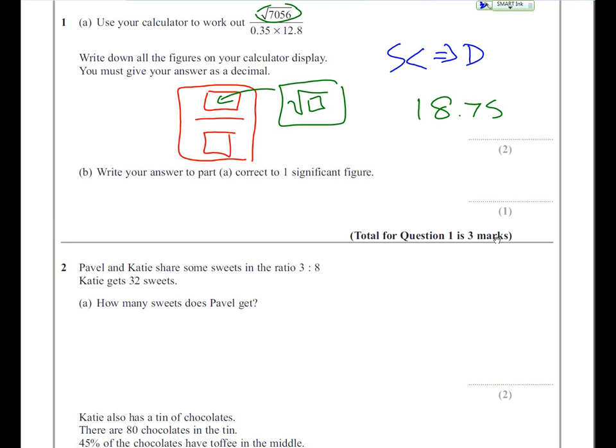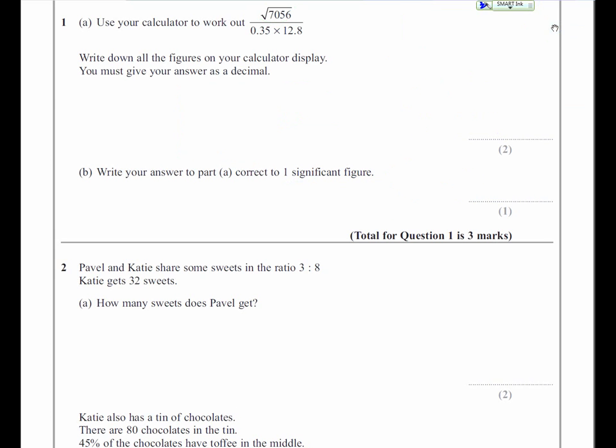Okay, it converts. Write your answer to part A correct to one significant figure. So, one significant figure, there's the first significant figure. You look next door at the 8, which is going to round the 1 up to a 2. But you can't just put the number 2 because you're rounding 18.75. You need the place value holder to make it 20. That's your answer.